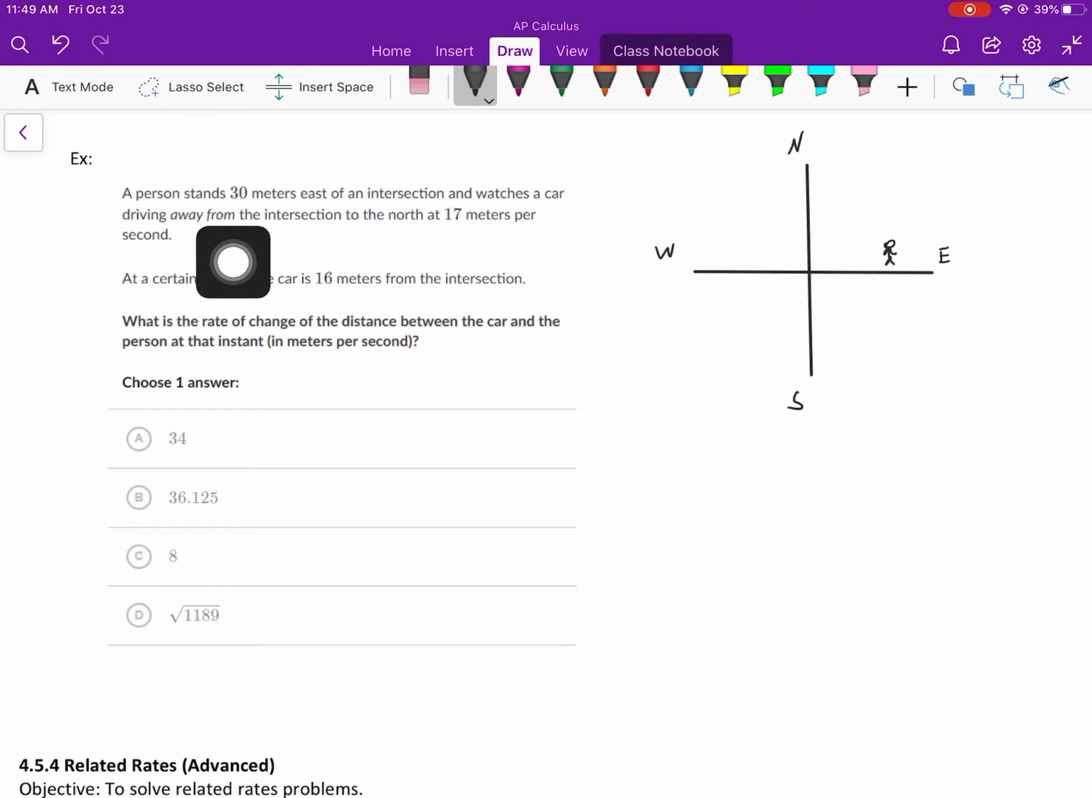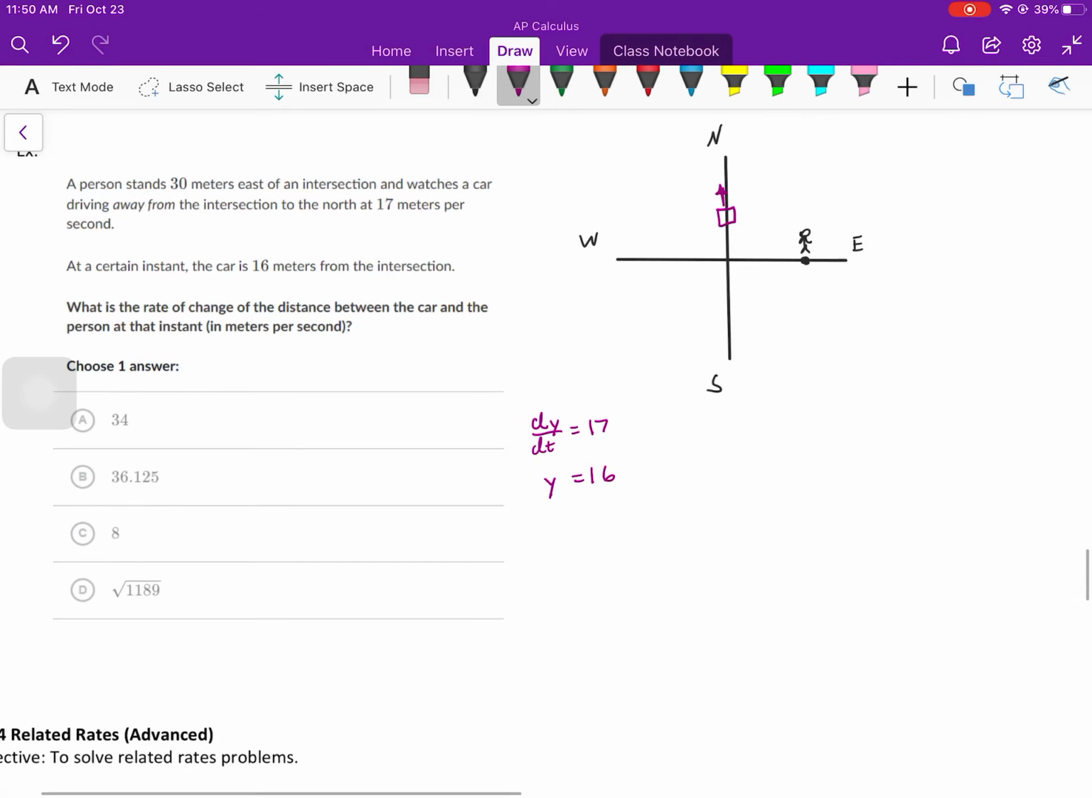And watches a car drive away from the intersection to the north at 17 miles per hour. So there's a car over here driving away. My car looks ugly. So he's driving away. So he's driving this way, right? So that means dy/dt is increasing at a rate of 17, because we're going up on the y-axis, right? And then at a certain instant, the car is 16 meters from the intersection. So y equals 16.